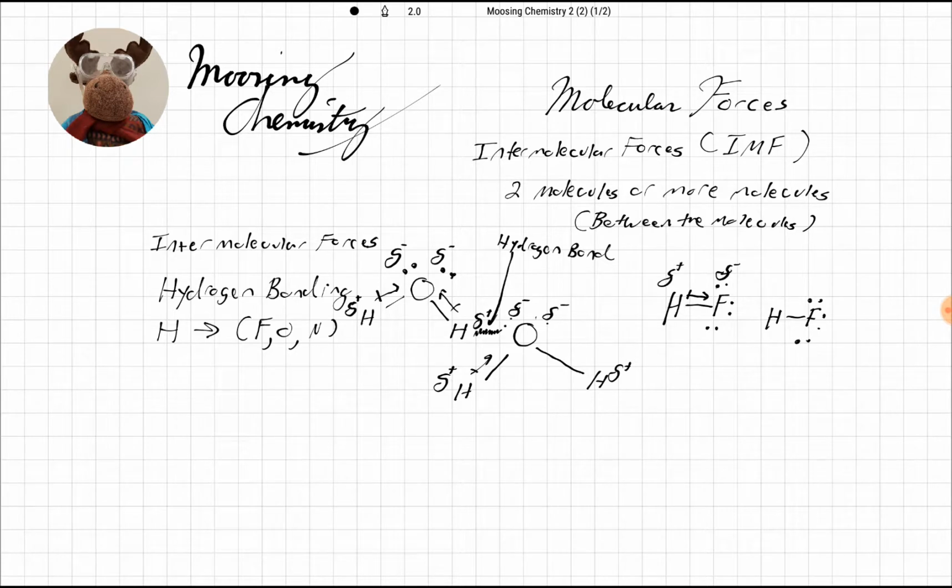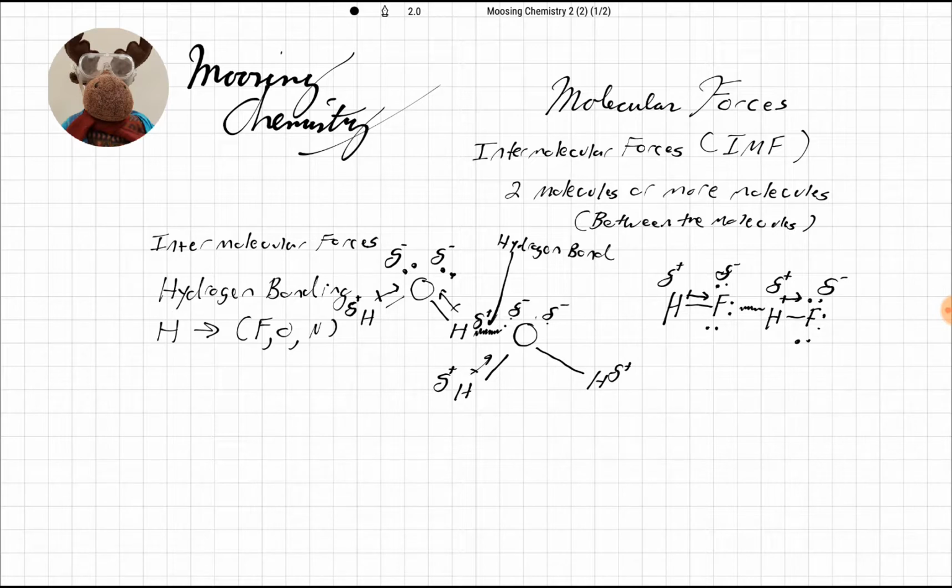Now remember, hydrogen's not giving it up. It's just sharing it, but not sharing it equally. So in this case, we have a dipole that goes this direction, and of course, this becomes sigma negative, and this becomes sigma positive. So you make a dipole bond that now exists between this hydrogen and fluorine. Okay, and that's the dipole bond there.